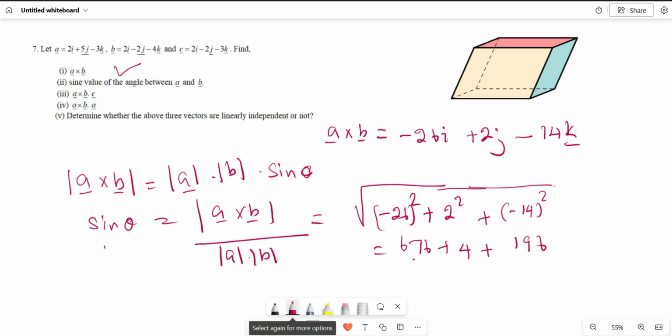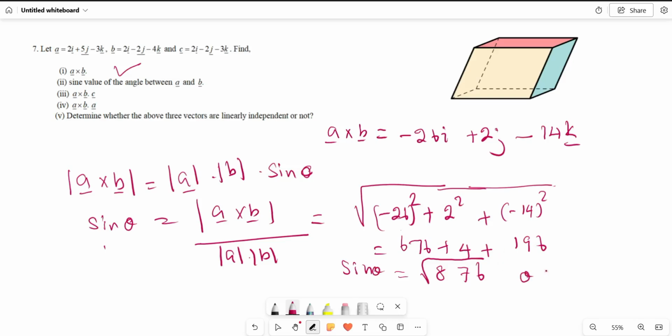If we add the 200 for this one, it is 876. Okay. Square root of 876 is the numerator for sine theta.